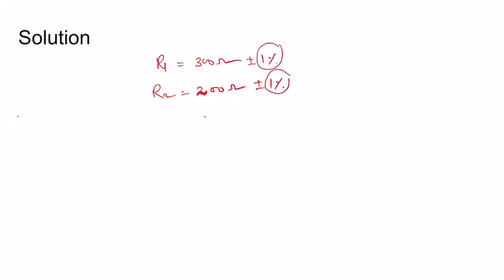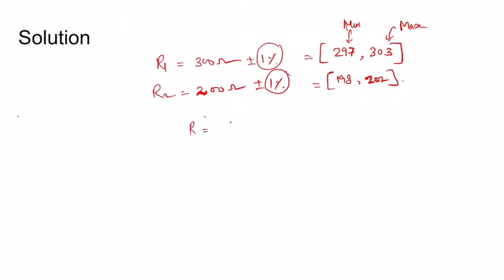That's why a tolerance is added, which gives us the ranges of R1 being 297 and 303. This is the minimum value and this is the maximum value. Similarly for R2 it is coming out 198 and 202. Now these are in ohms. R equal to R1 R2 divided by R1 plus R2, which gives us the value 120 ohms.